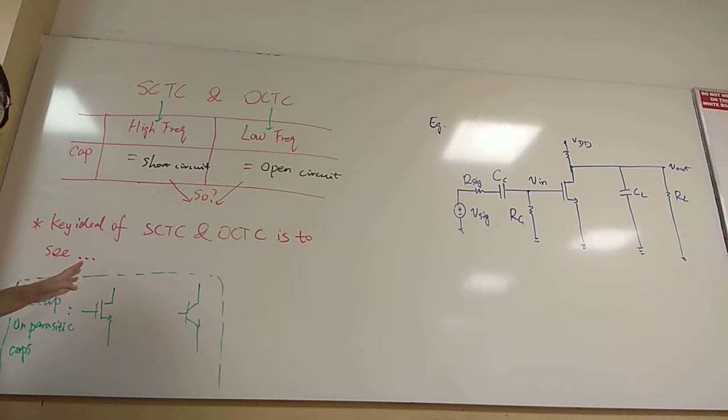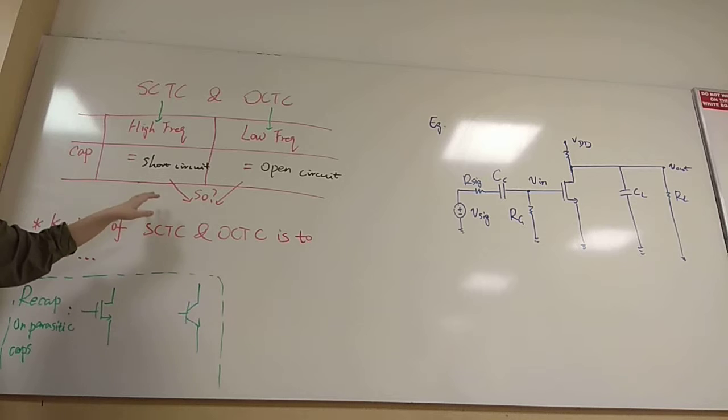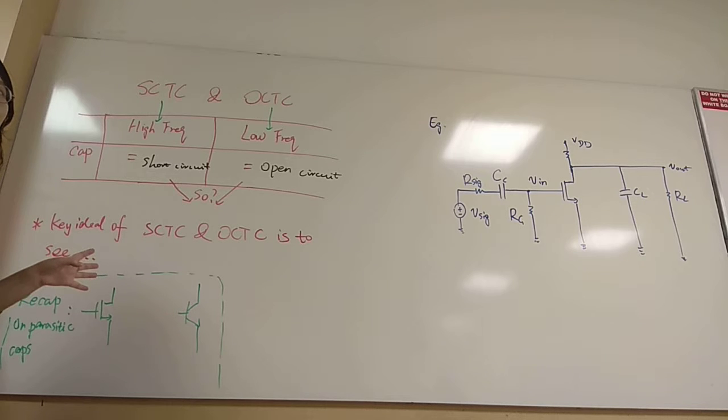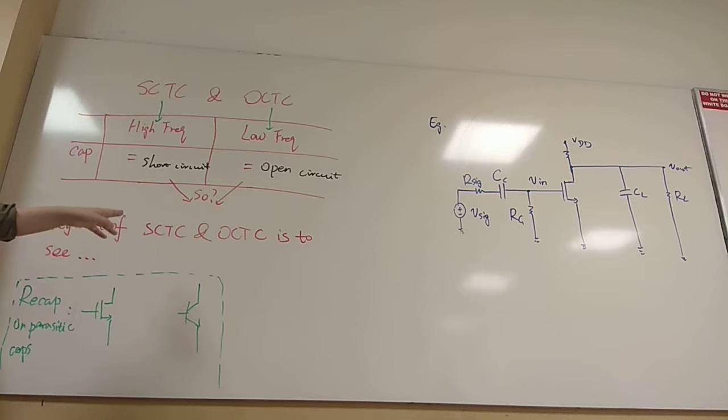So what's next? What will happen after I really short this capacitor, or after I really open this capacitor? We never talk about this, right? This part is to tell you what will happen after you short the capacitor or open the capacitor. Because what we did before is we just assumed all capacitors can be short in high frequency and open in low frequency. So we want to know the actual effect. This leads to the key idea of these two methods, your SCTC and OCTC.